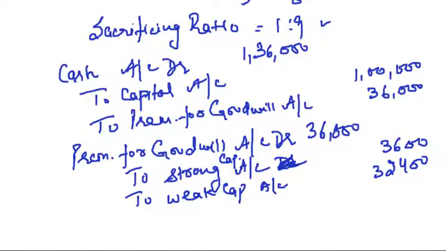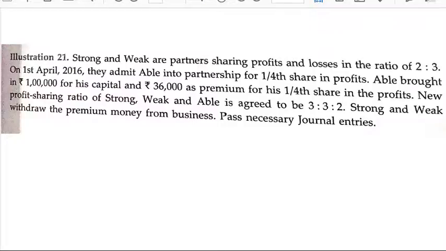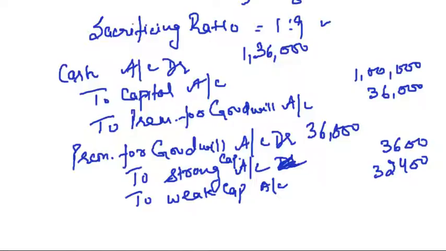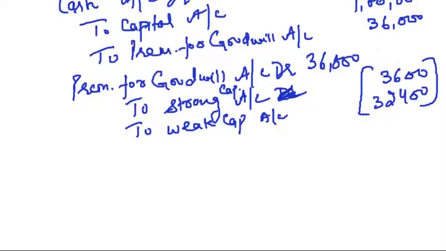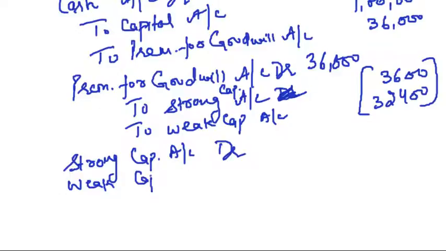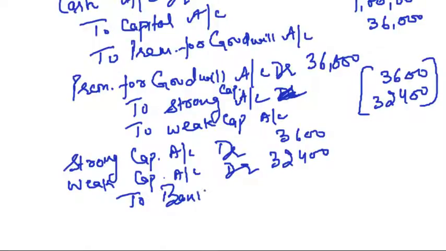Right? Now read the last line of the question. It says that Strong and Weak withdraw the money from the business. Which money are they withdrawing? This money they are withdrawing from the business. What will be the journal entry? We will just reverse their capital accounts. Strong capital account debit, Weak capital account debit with amounts 3,600 and 32,400 to bank account. This 36,000 which was brought in by the new partner has been withdrawn from the business by the old partners. Clear?